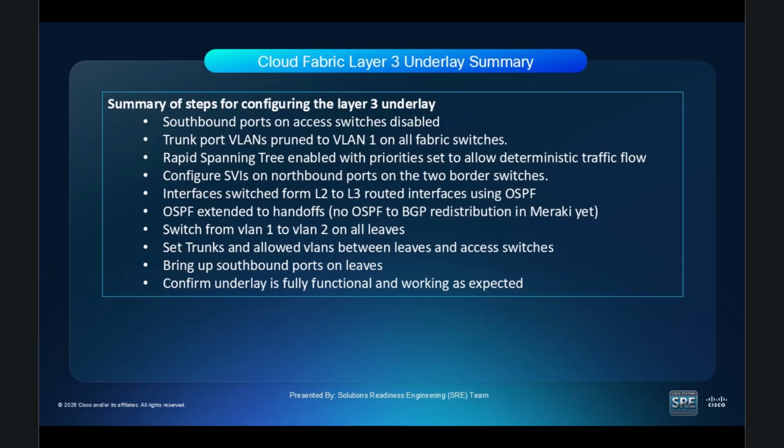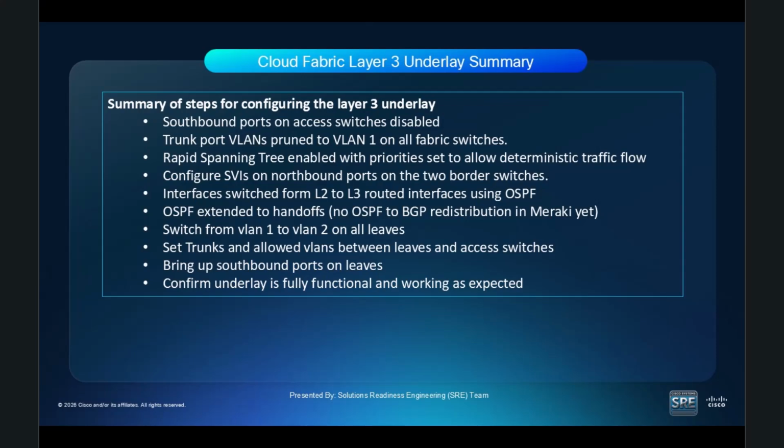Now we've finished completing the build of the layer 3 underlay, and here's a quick summary of the things that we did. We started out by turning off all the ports southbound on the leaf switches going to the access switches. We then pruned all the trunks down to VLAN 1 so that when we converted to rapid spanning tree, we weren't trying to do 1,000 VLANs. We're only doing 1 VLAN on the conversion, and then of course we converted to rapid spanning tree.